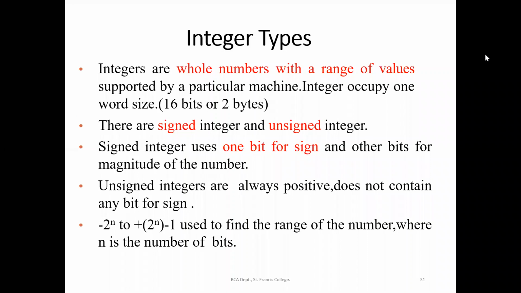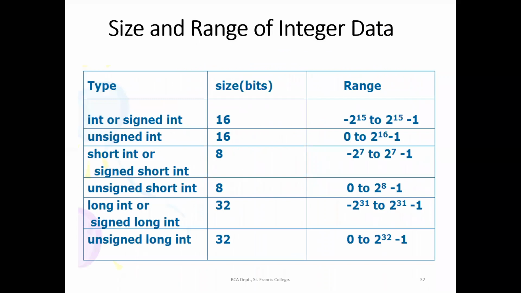Unsigned integers are always positive and do not contain any bit for sign. If I declare it as unsigned int, we will not reserve any bit for storing sign. In order to understand this line, I'll tell you. Mostly, we are referring to a word size of a computer with 16 bits, though nowadays we have 64 bit and more.